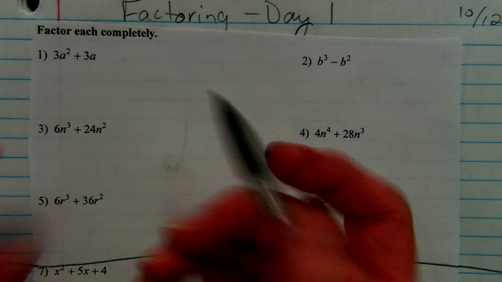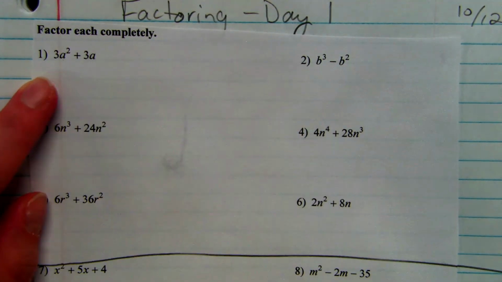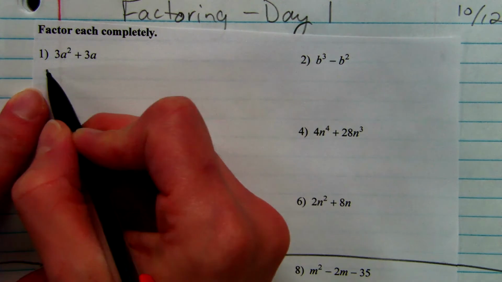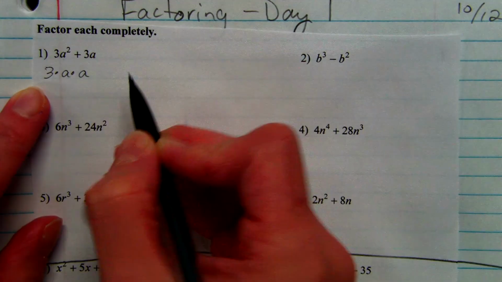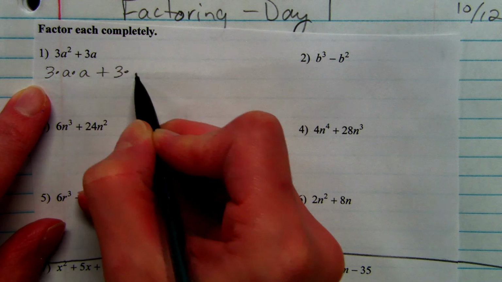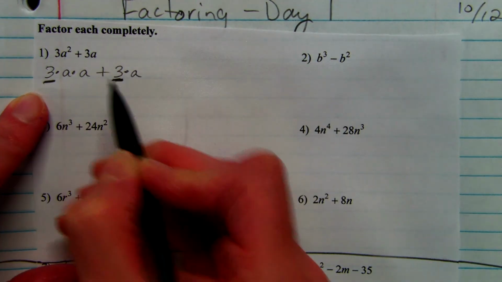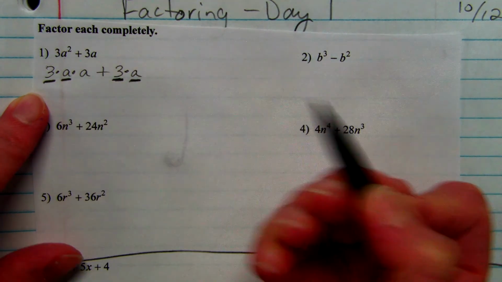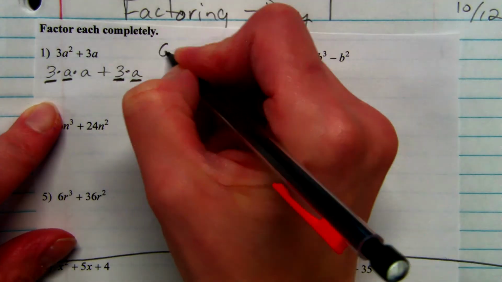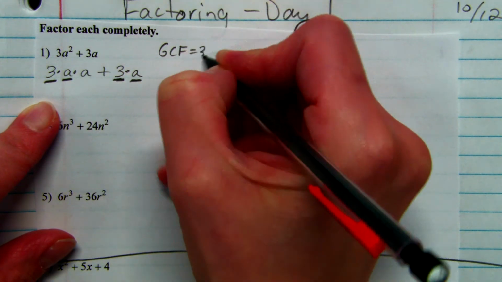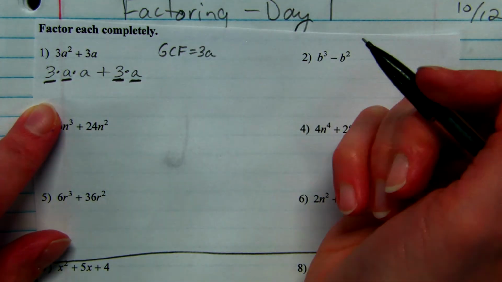factors. So on number 1, I see 3a squared plus 3a. They both have 3. They both have a. So what I could do on this is go 3 times a and expand 3a squared and put it times 3 or plus 3 times a. And see that both terms have a 3 in common, and they both have at least one a. So this is going to be called the greatest common factor. So the greatest common factor for this one is 3a, or the greatest common monomial, sometimes they call it that.